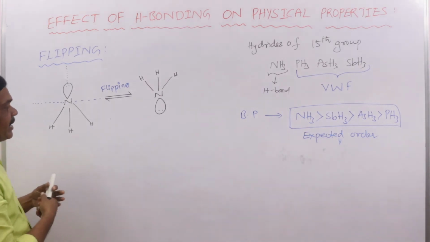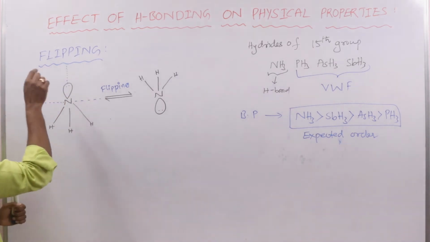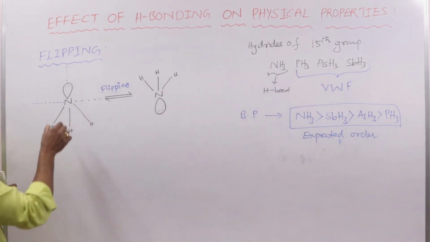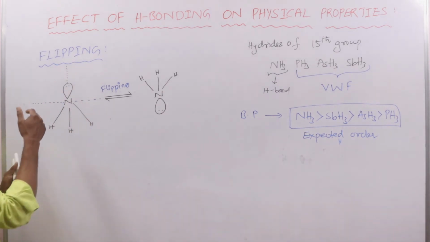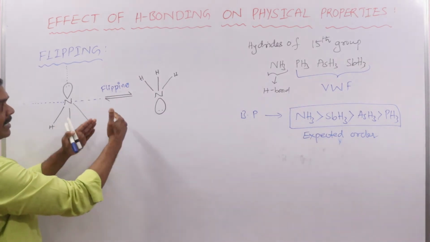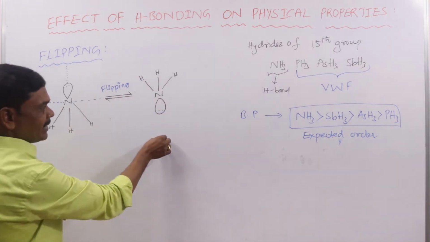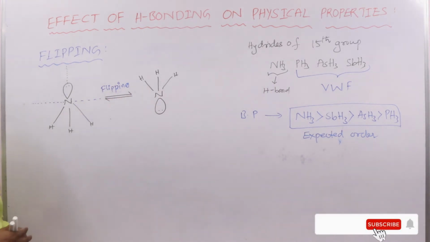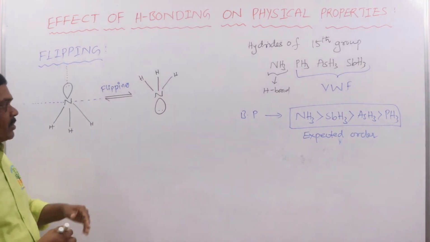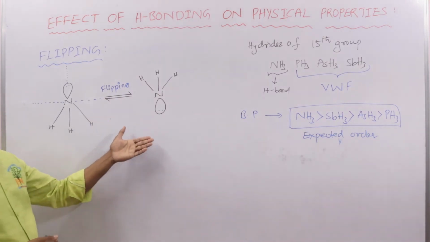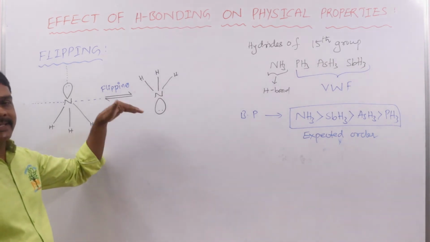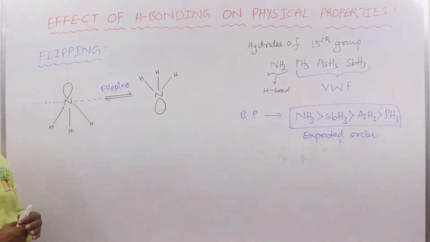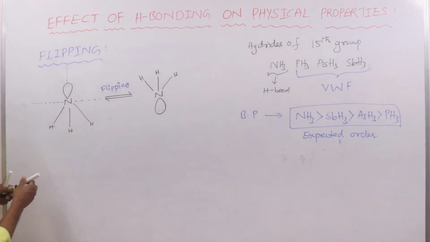Due to that, what happens? The extent of hydrogen bonding is decreasing. Where? In case of flipping. If it is the stable position, the formed bond is also stable, but in a fraction of a second flipping takes place. Whatever bond is formed by this lone pair of electrons or hydrogens is not stable. So due to that, the extent of hydrogen bonding decreases in ammonia, due to flipping.